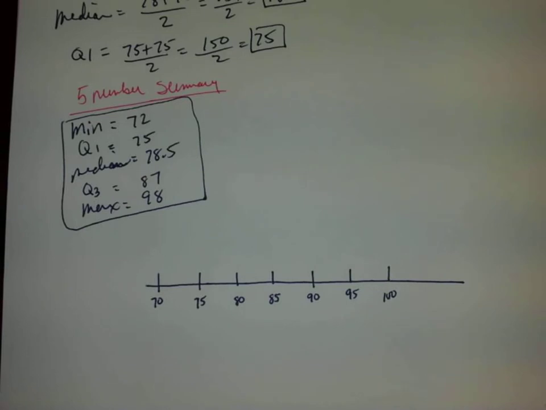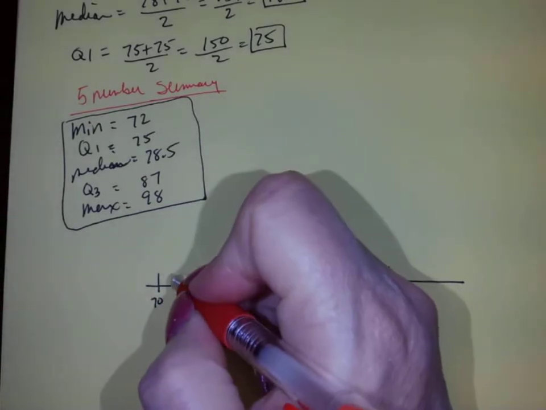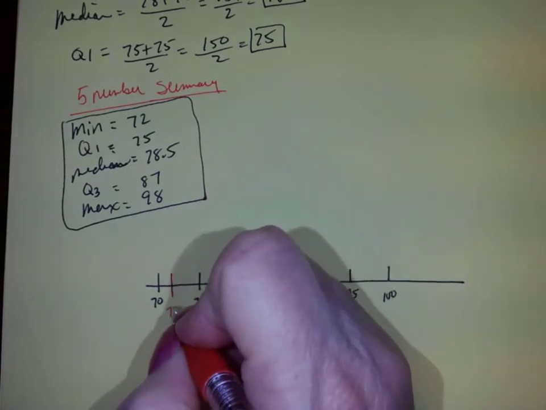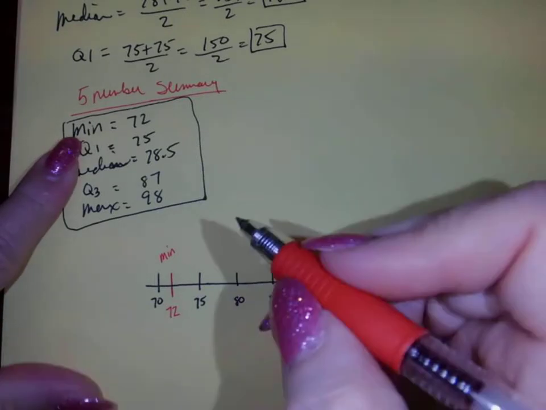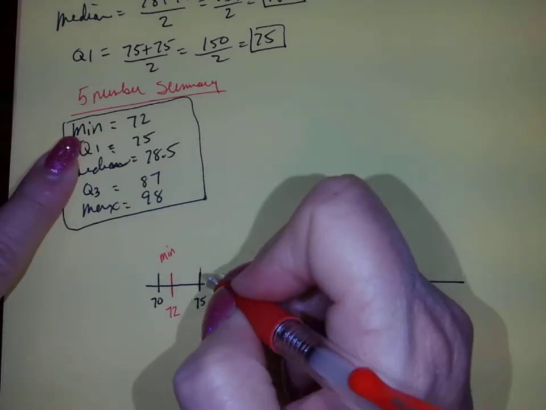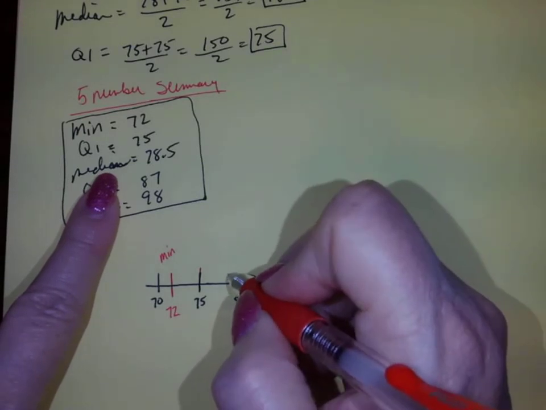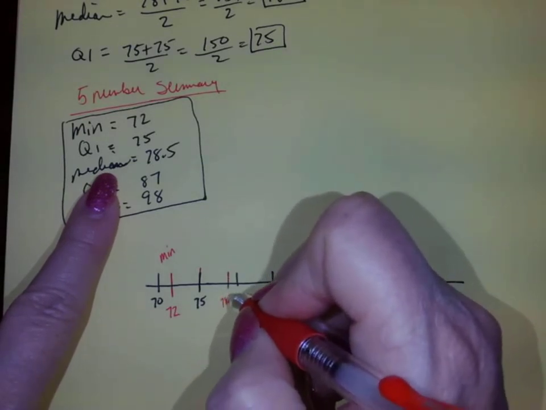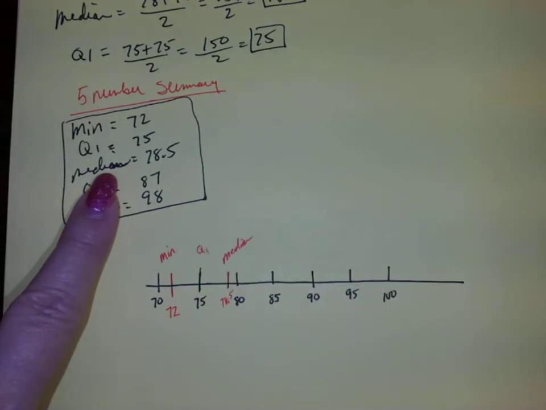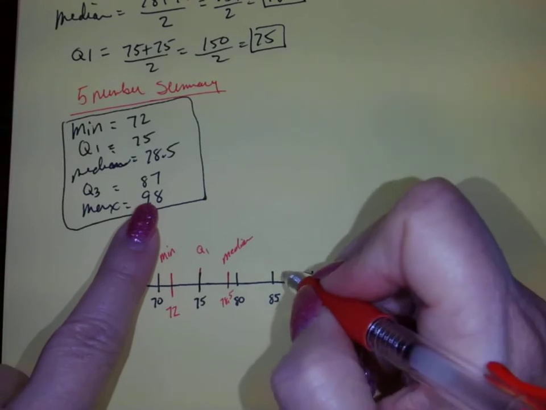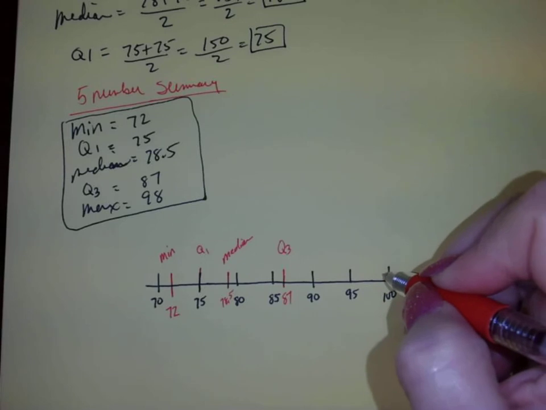So now my min is at 72, so just try to get it to where 72 would be, and I'm going to label that. And I'm going to also label that it's my min. My quartile 1 is on 75, and then my median is at 78.5. And then my quartile 3 is at 87. And then the max is at 98.